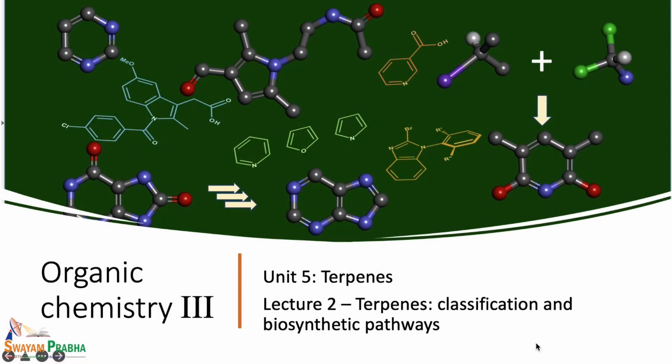Welcome to the next session on Organic Chemistry Paper 3. In Unit 5, we are studying about terpenes. In Lecture 2, we are going to study about terpenes, classification and biosynthetic pathways.